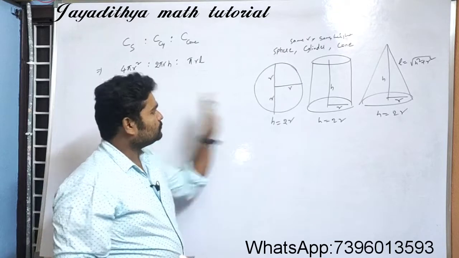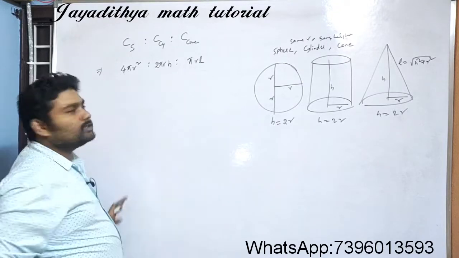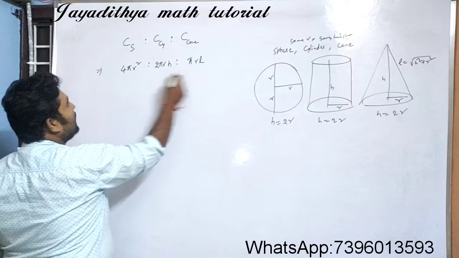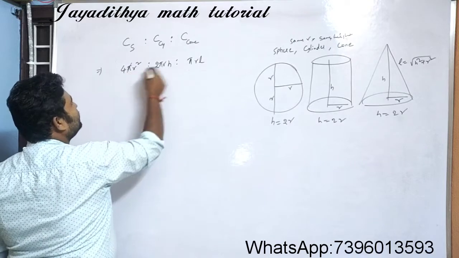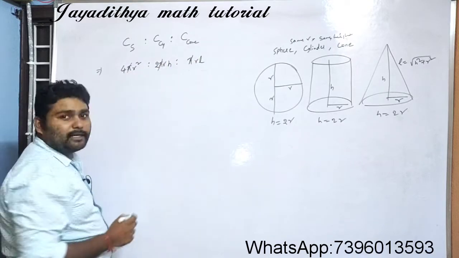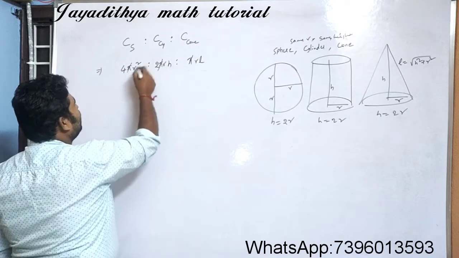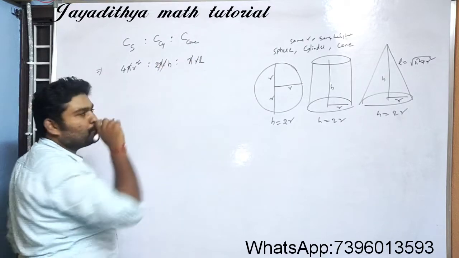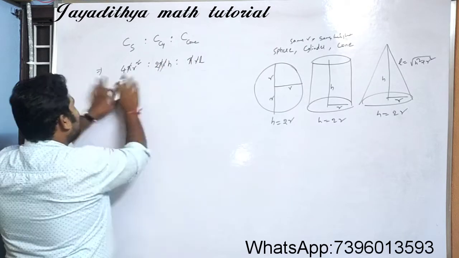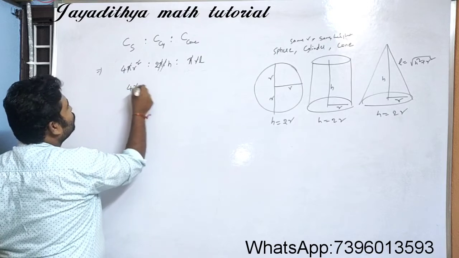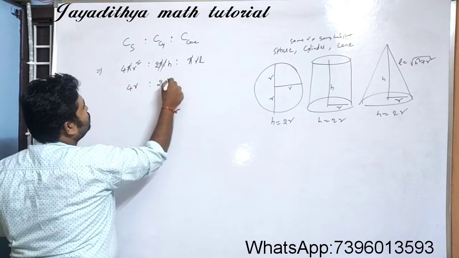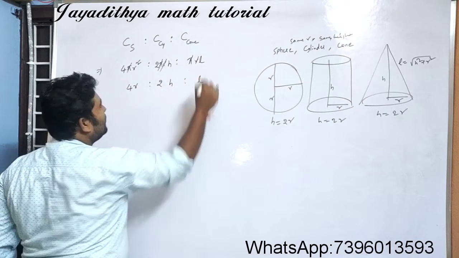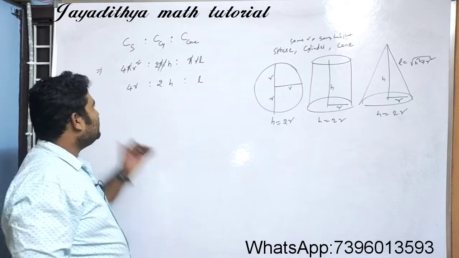Clear now? So let us try to simplify this one. First of all, in all the cases you have pi, so cancel out all the pi, and r you have everywhere. So here square will be cancelled, here 1 r will be cancelled, here 1 more r will be cancelled out, and write the remaining here. Here you have 4r, here you have 2h, here you have 1 l.